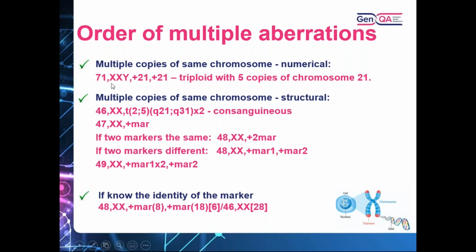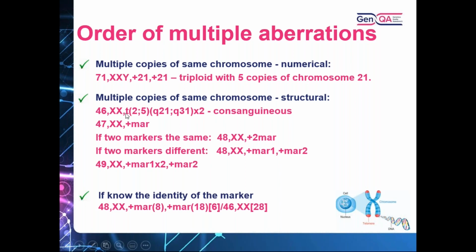In this particular case, if you've got a triploid cell line, which would normally be 69,XXY or XXX or XYY, you do have to give the sex chromosome so you know what sex you're talking about. That's all you put. But in this case, you've got a triploid with 5 copies of chromosome 21, so you just talk about the extra 2. So it's 71,XXY,+21,+21. If you have multiple copies of the same structural chromosome, there won't be many examples in constitutional unless you've got somebody who's consanguineous, or you've got markers.